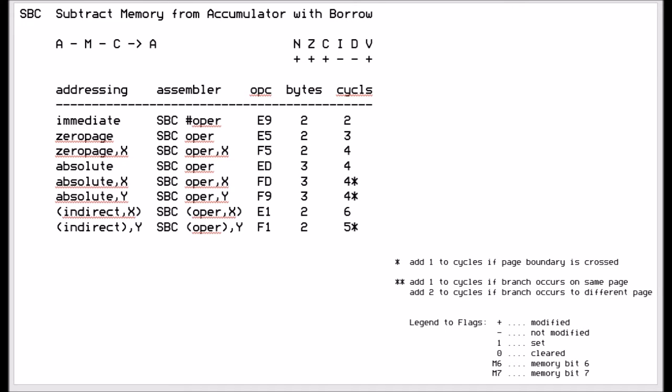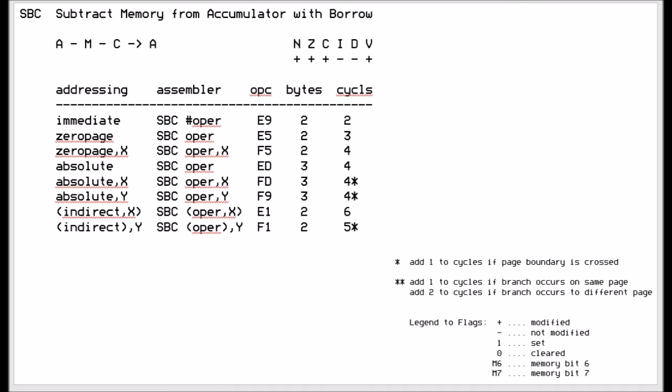The subtract with memory with carry is exactly that. It subtracts the memory from the accumulator with the carry. If your carry is set to 1, then it won't subtract the carry, because remember, it's doing the opposite of add. If the carry was set in add, it would add 1 as well. Well, the subtract is the reverse. You have to set the carry to make sure you don't subtract 1 more than you should. If the carry is 0, it will subtract 1 more.